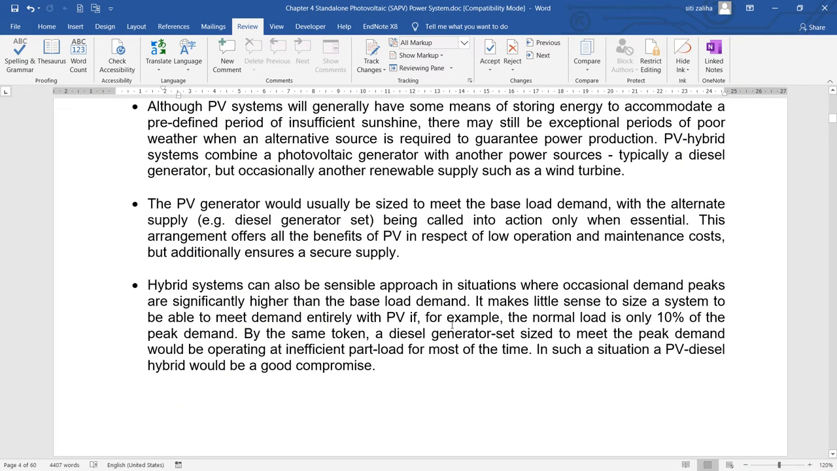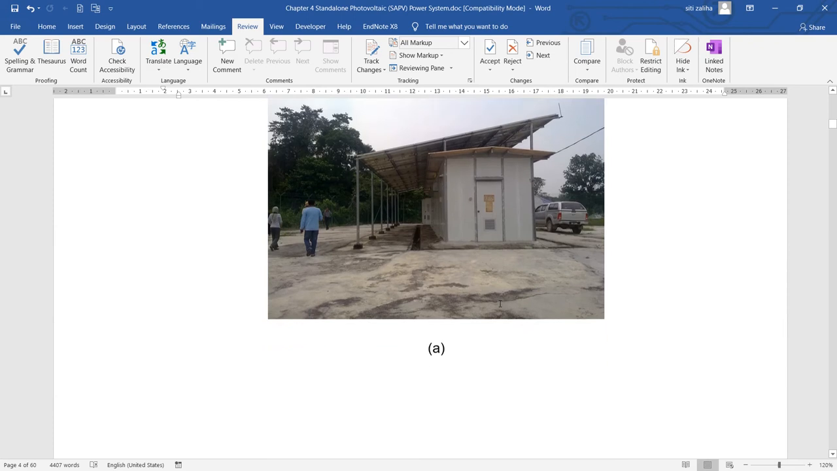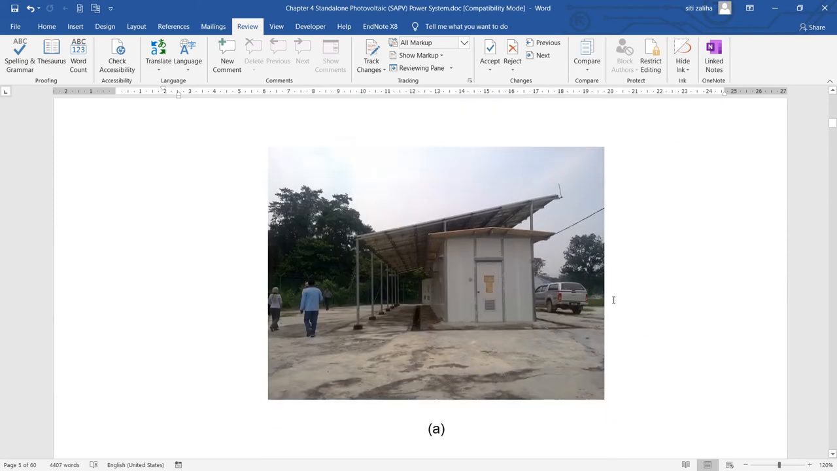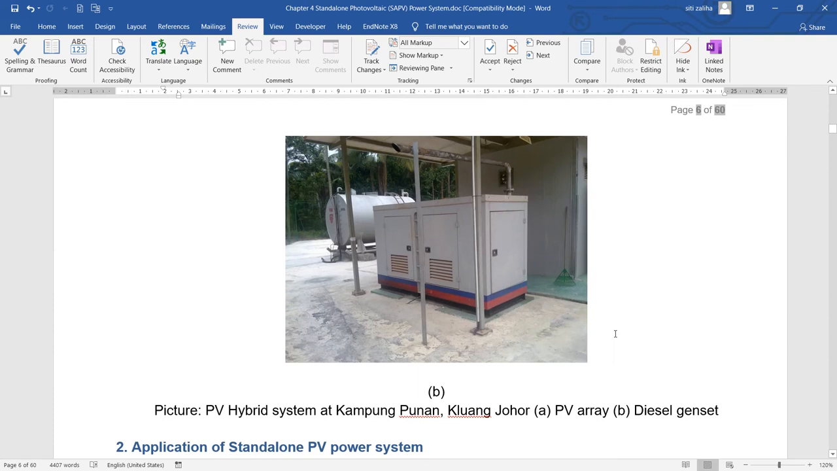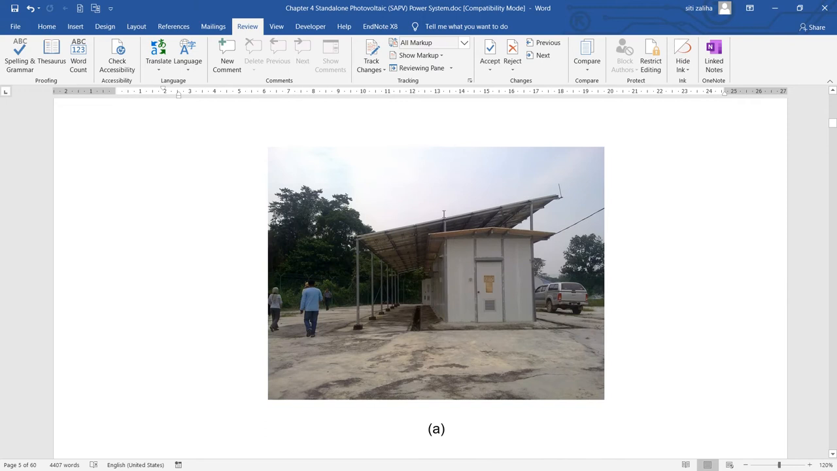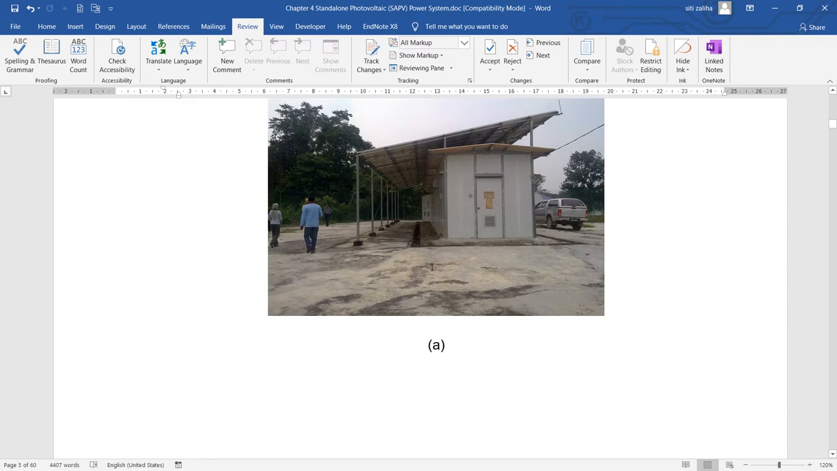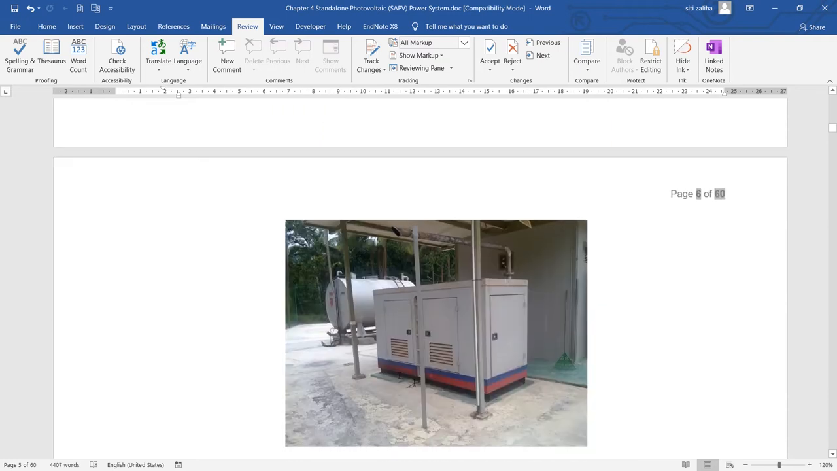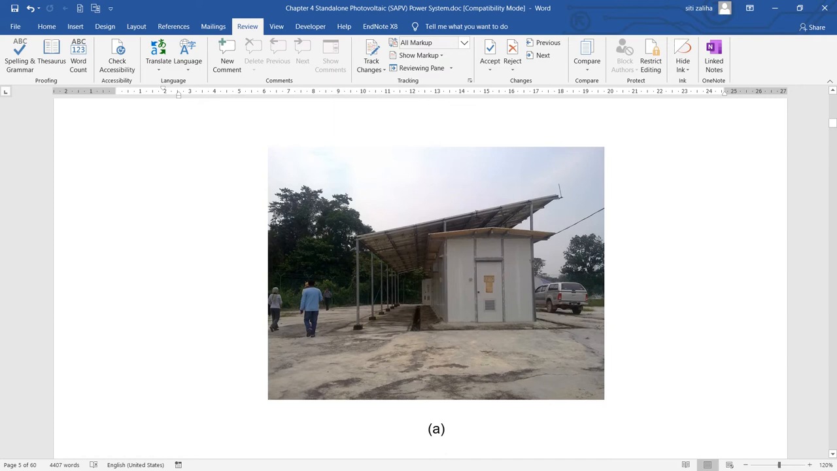Okay, let's go to the next one. This is an example, the picture that we took at Kampung Punan, Keluang, Johor. This is a PV hybrid system, which is the PV array. This is the PV array. So this is the diesel genset. This is the tank for the diesel. Then below the PV array, we have the container that consists of the inverter.